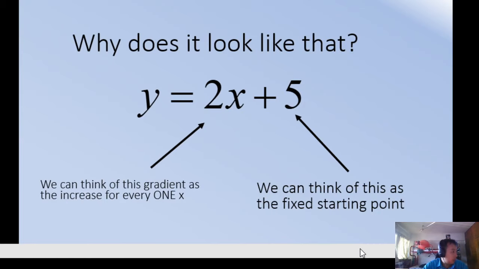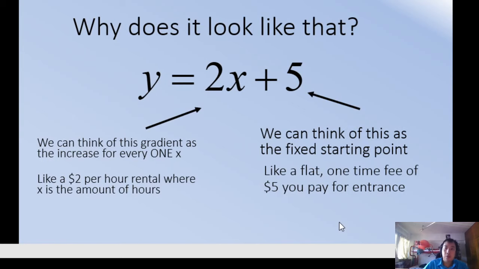This is a slide that you can just read first. Alright, so gradient, we can think of the gradient as the increase for every 1 x. So what does 2 mean? It means that when there's an increase in x by 1, there's an increase in y by 2. And you can think of 5 like a fixed starting point. So gradient is how much the change is when there's a single increase in x, and 5 is a fixed starting point. Now here's a better way to think of it. If you didn't get what I just said, it's okay, I'm going to give you a better analogy.